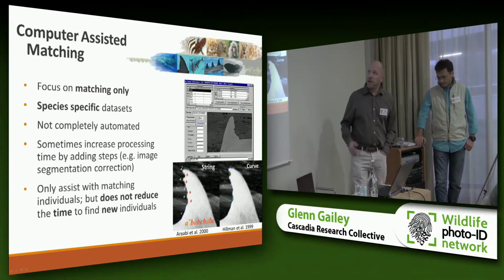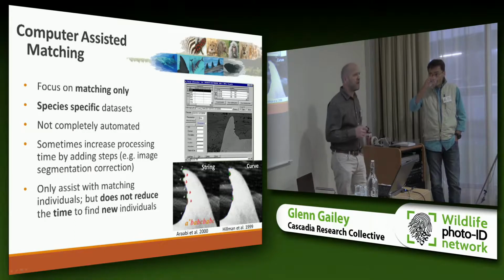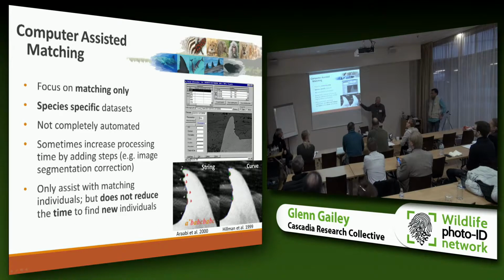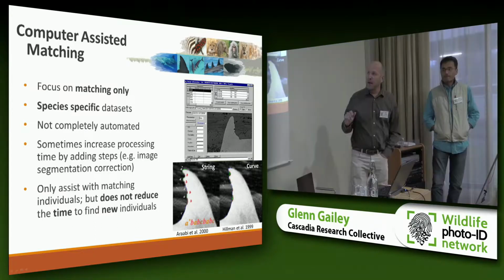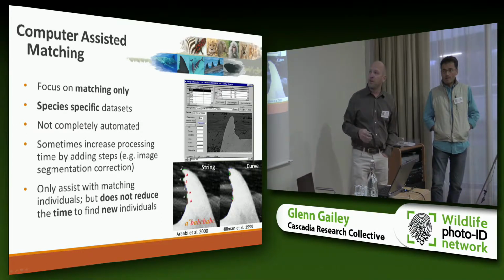To help alleviate some of the time consuming part, there's been a number of systems developed in the last 15 years. This is an example of the FinScan that was developed in the late 90s, where we tried to look at dorsal fins and identify what the notches are and come up with different algorithms to look at that. But these have only focused on the matching part of photo ID and are usually very species specific. And they're not completely automated, so that's why they're computer assisted. They basically require the user.